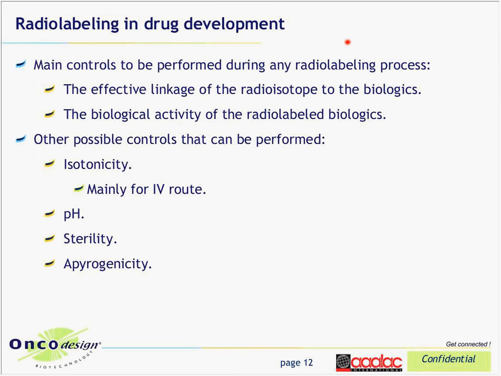Once you have radiolabeled your molecule, the controls to be performed are to check that the radioisotope is effectively linked to your molecule, and that the radiolabeled molecule has retained its biological activity. I mentioned all possible controls that could be performed: isotonicity, pH, sterility, or apyrogenicity.